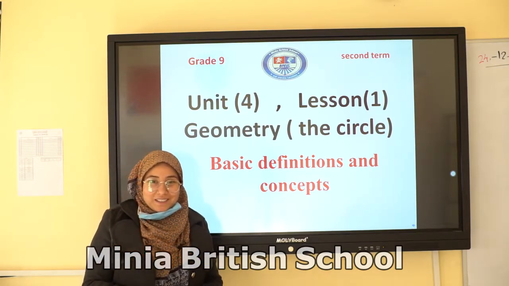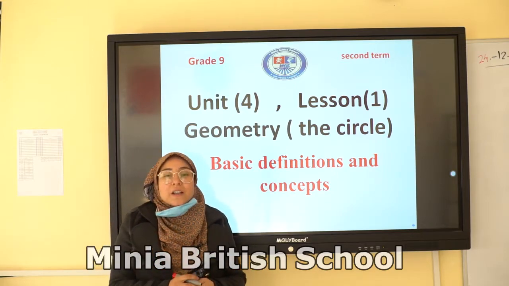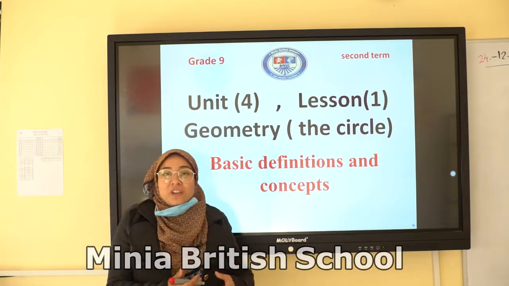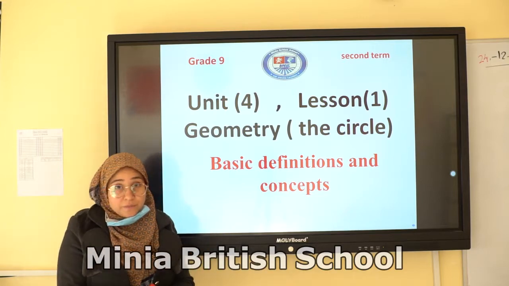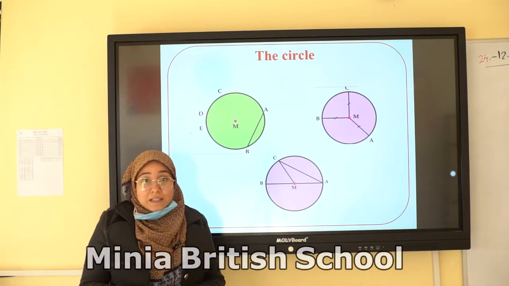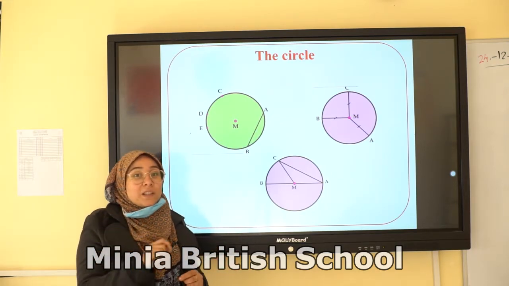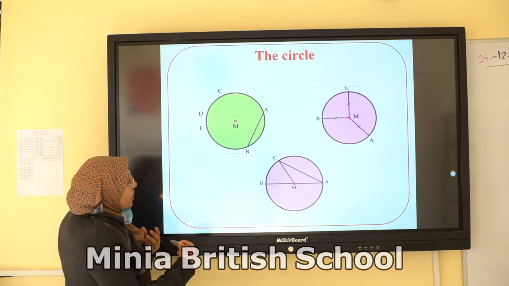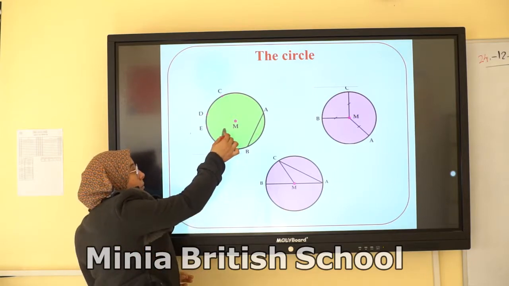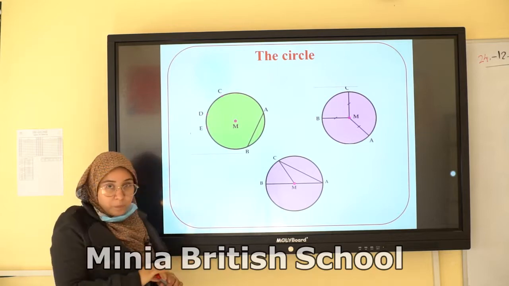Hello grade 9. In this term we will study the circle. So first we will make a quick revision on basic definitions and concepts of the circle. First, what is the meaning of circle? A circle is a set of points which are equidistant from a fixed point. Fixed point here I mean the center of the circle, like here, circle M. Its center is M.